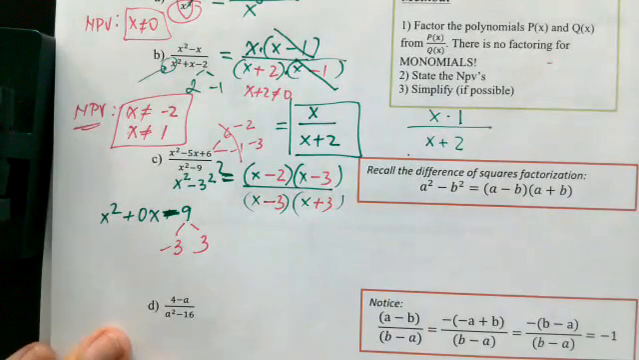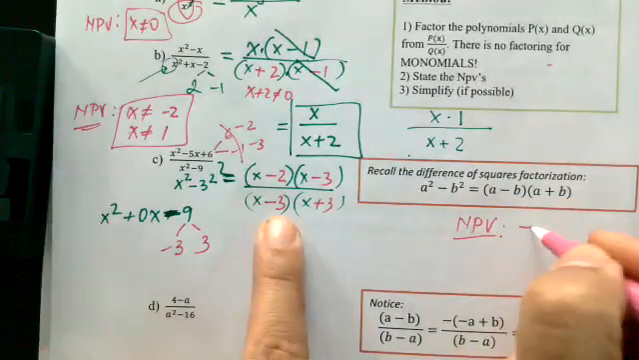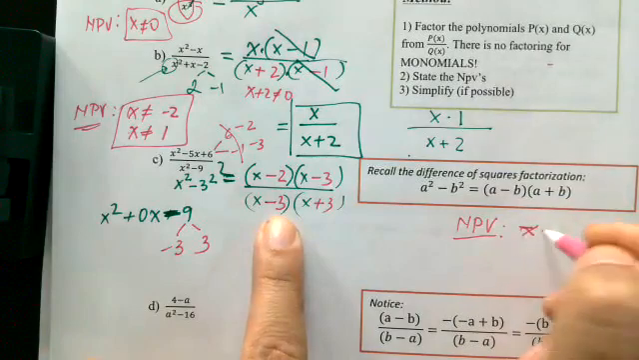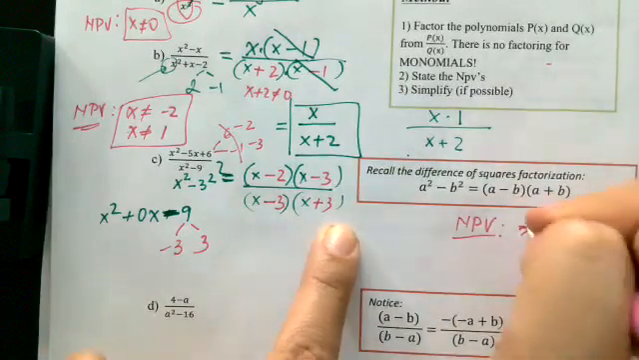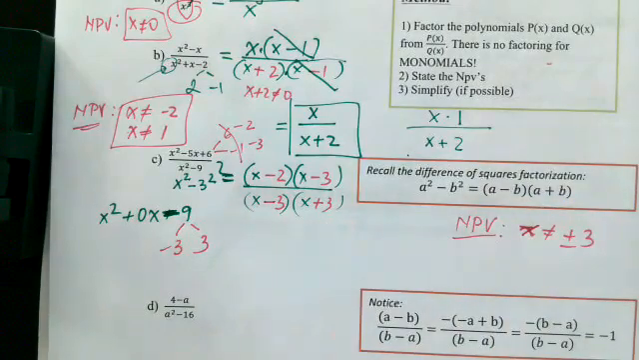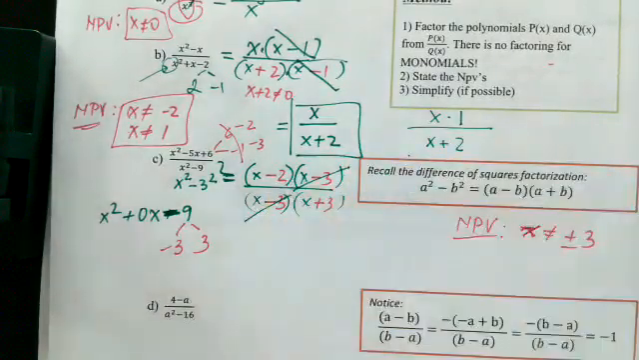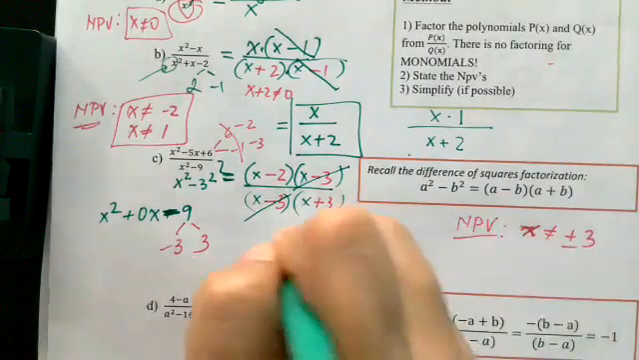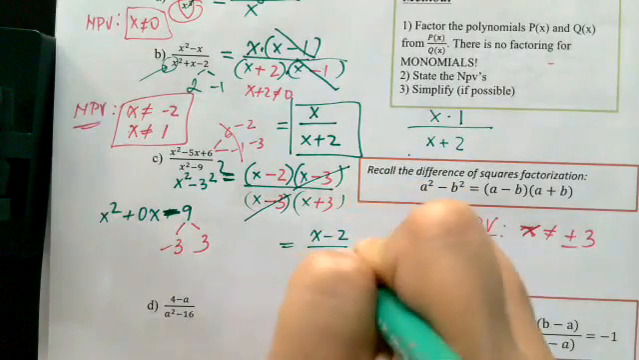NPVs. We cannot have x to be positive or -3. And then we can cancel to finalize our simplifying the x minus 3 bracket. And we're left with x minus 2 over x plus 3.